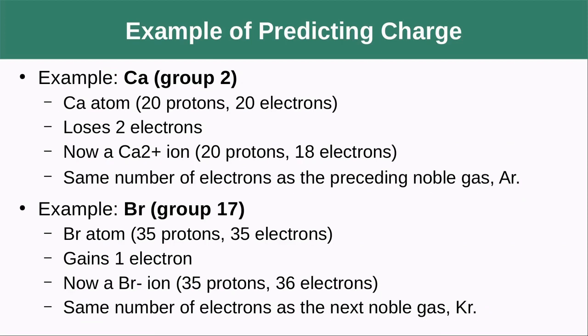And so let's look at some examples of that. We have calcium here that's in group 2. We'll expect that it's going to lose 2 electrons and it's going to have a +2 charge. Bromine is in group 17. We're going to expect that it gains an electron and it now has a -1 charge.